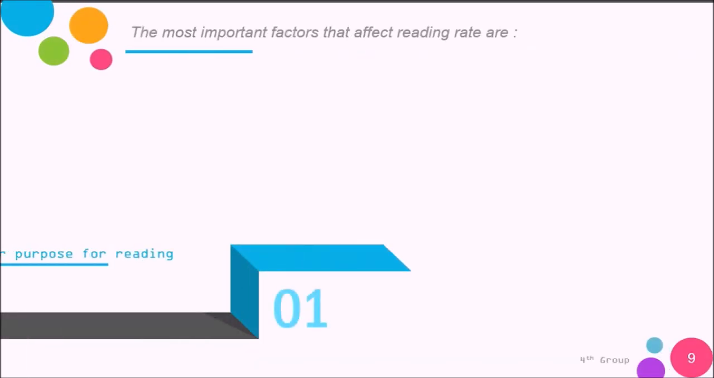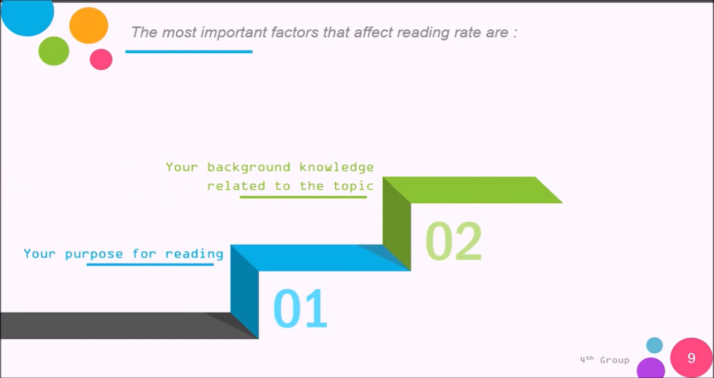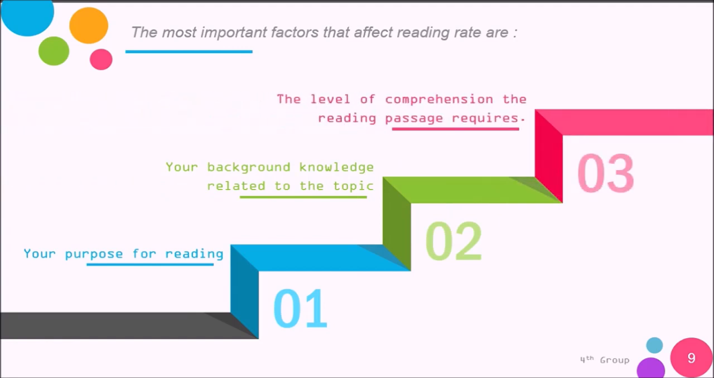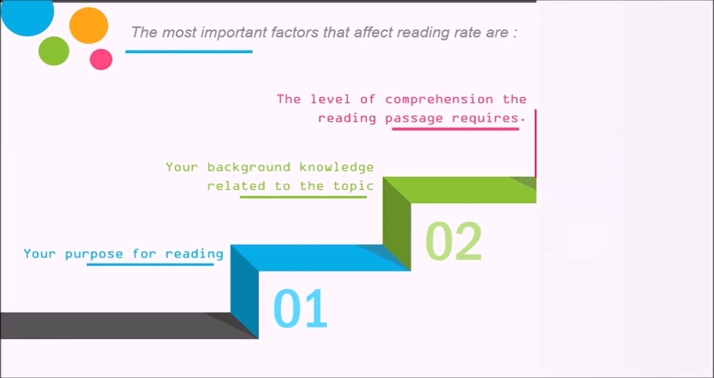Reading rate. In college, as a student, you must vary your reading rate, or the rate or speed at which you read, depending on several factors related to the reading passage you are tackling. The most important factors that affect reading rate are 1. Your purpose for reading. 2. Your background knowledge related to the topic. 3. The level of comprehension the reading passage requires.